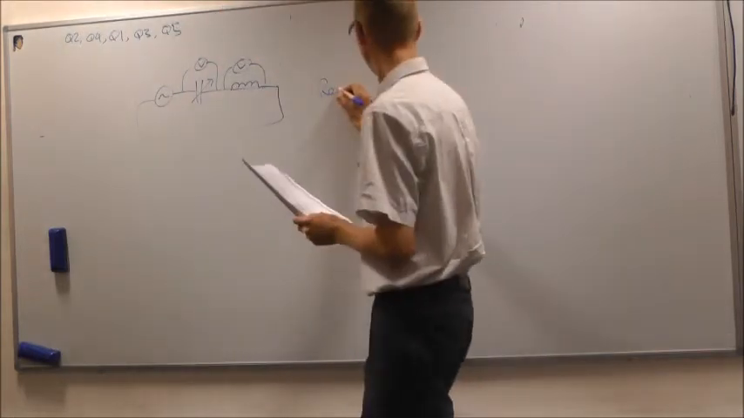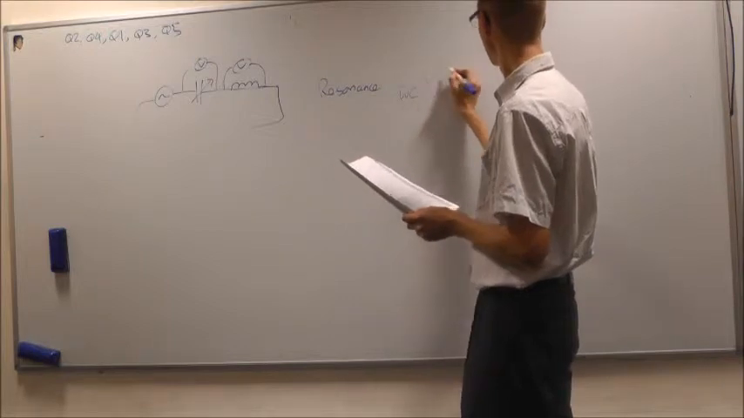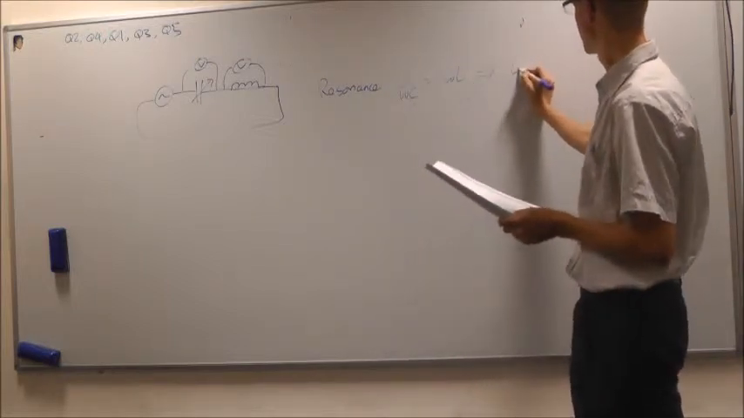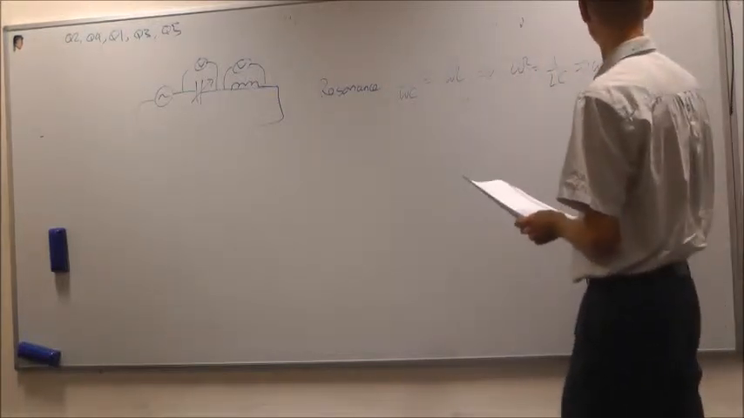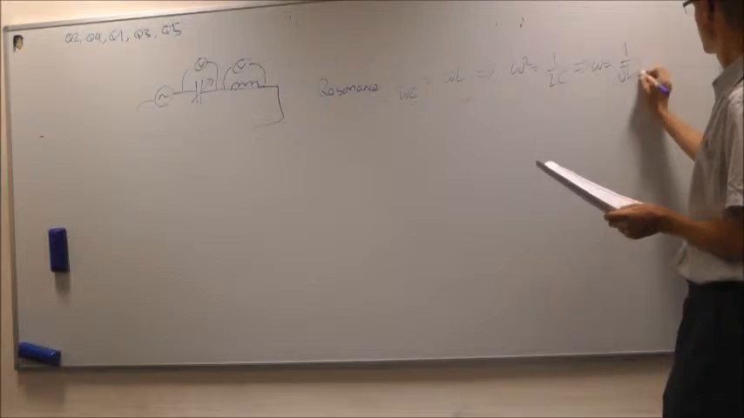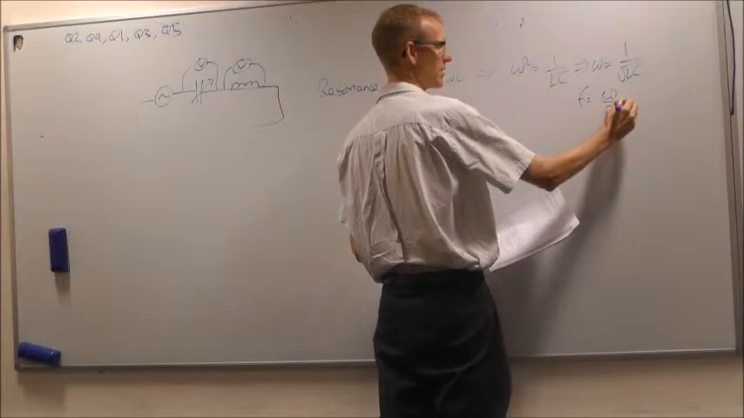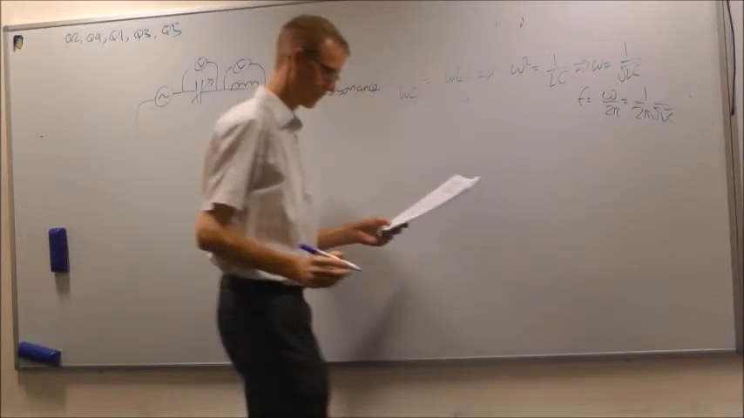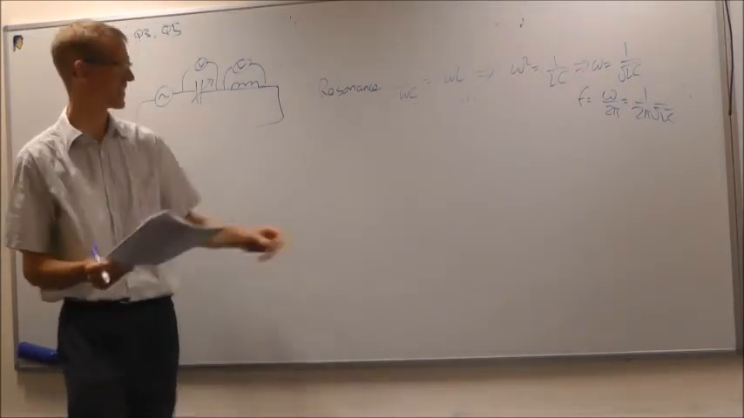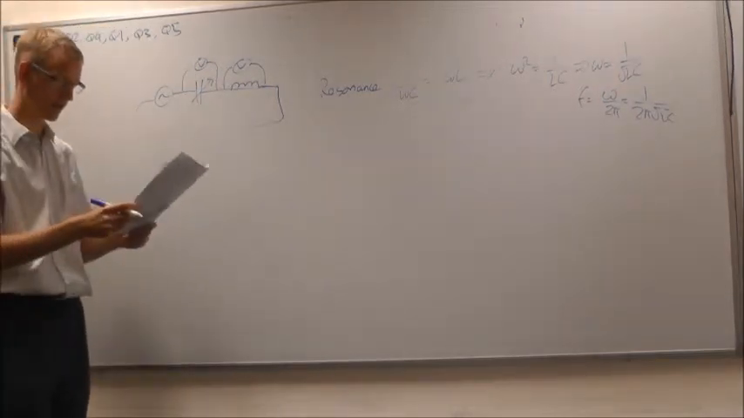Okay, so resonance: 1 over omega C equals omega L. So that gives you omega squared equals 1 over LC. Omega equals 1 over root LC, or indeed frequency is omega over 2 pi, 1 over 2 pi root LC. The question doesn't ask you to come up with that. I think it just gives you that, but then how to use it.